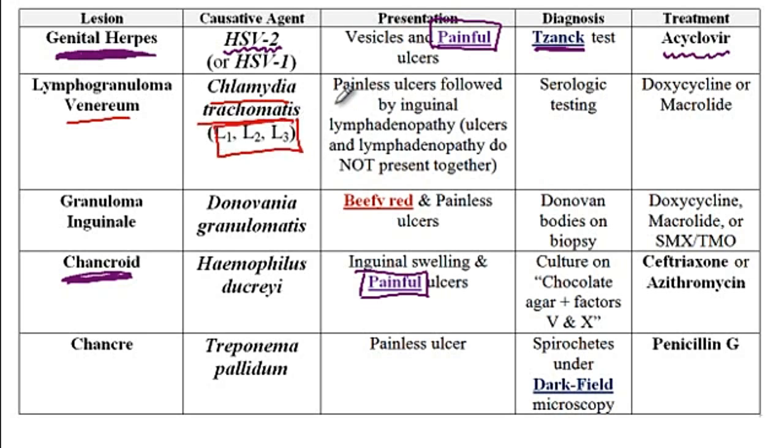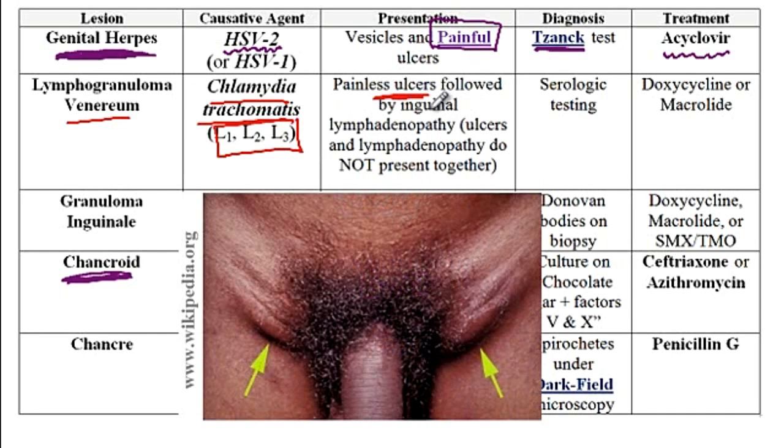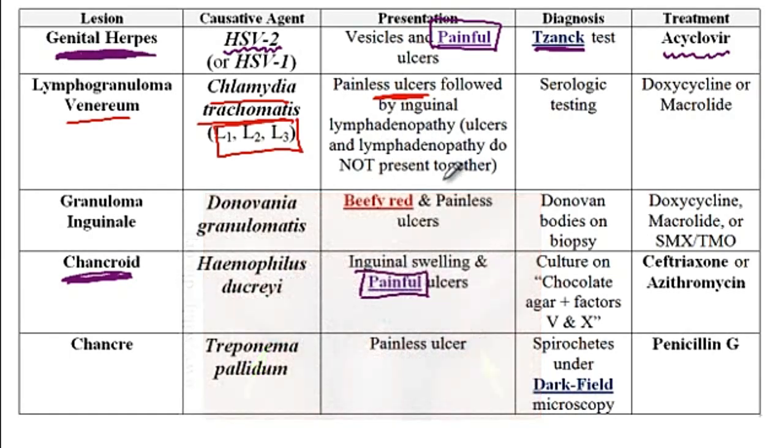The next genital ulcer is Lymphogranuloma Venereum, which is caused by Chlamydia trachomatis types L1, L2, and L3, and presents with painless ulcers that are followed by inguinal lymphadenopathy. So patients will initially have an ulcer, the ulcer resolves, and then later on they present with inguinal lymphadenopathy. Just keep in mind that these patients do not simultaneously present with both lymphadenopathy as well as the ulcers.